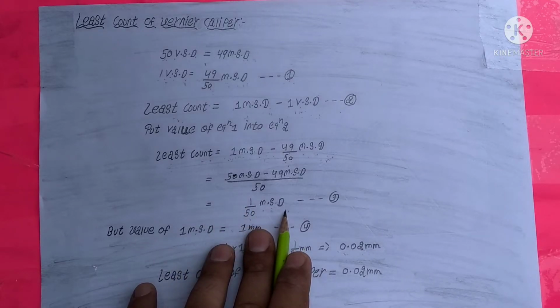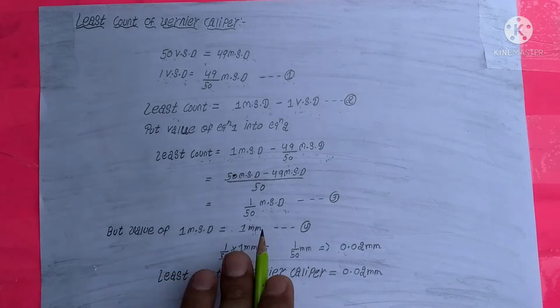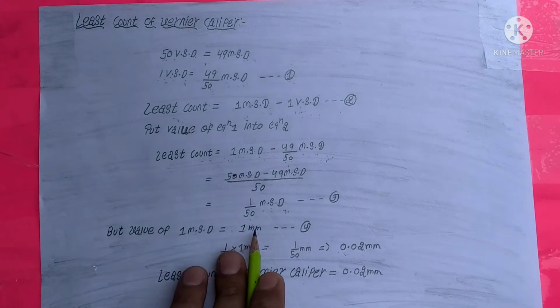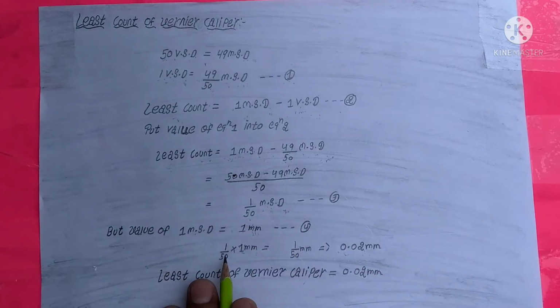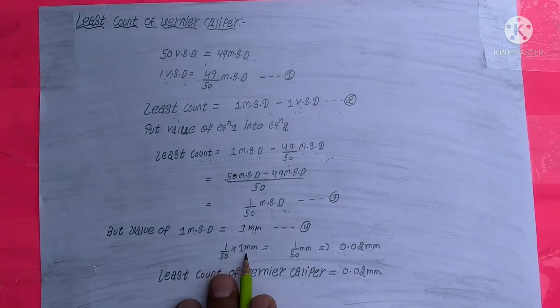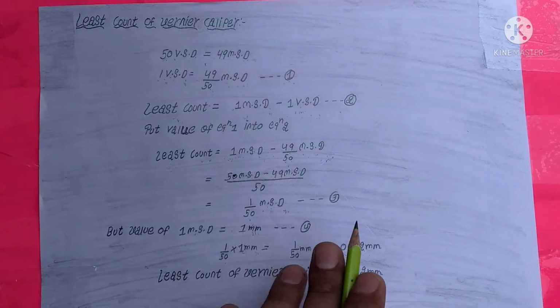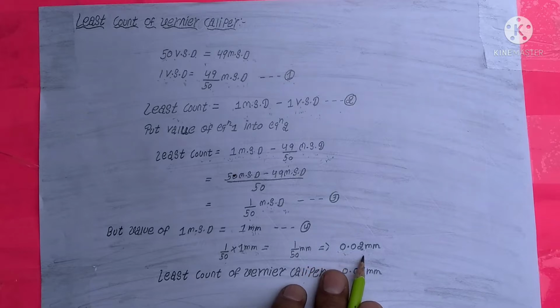But the value of a single division on the main scale is equal to 1 mm. Now when I put that here, the result comes out to be 1 by 50 times 1 mm. After solving it, the result comes out to be 0.02 mm. So this is our least count of the vernier calipers.